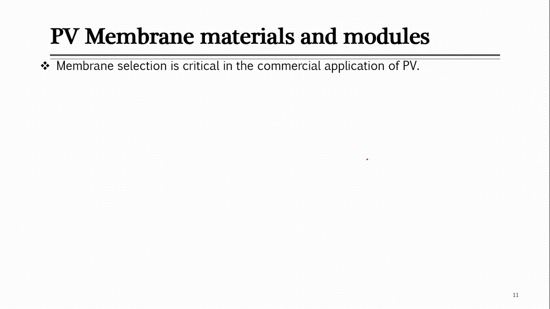Next is about the membrane material which you use for these pervaporation techniques. So, membrane material and modules. Membrane material selection is critical in commercial application. Why is it critical? Due to some reasons.